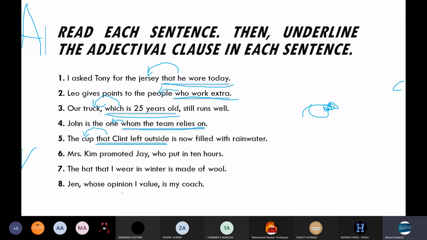And number 6, we have Mrs. Kim promoted Jay, who put in 10 hours. So she promoted him, she gave him a raise because he worked for 10 hours. What about Jay? What happened to Jay? He worked for 10 hours. So who put in 10 hours? It describes Jay.